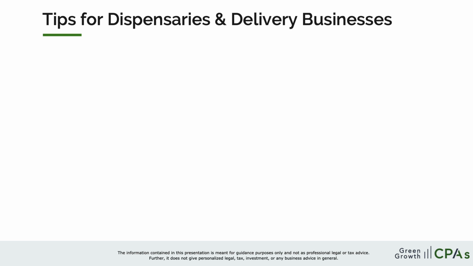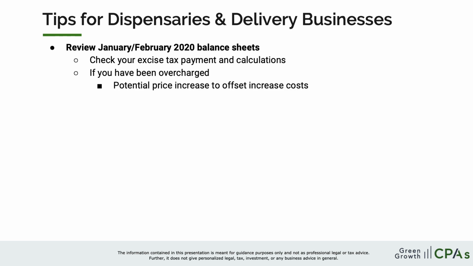Now, some tips for dispensaries and delivery businesses. So as a cannabis retailer, I want you to look back at your January and February 2020 balance sheets, or even other months if you're watching this well into 2020, and check your excise tax payments and the calculations to see if you've been overcharged by your distributor. Now, if you've been overcharged, you may want to increase your prices to offset that excise tax expense in the short term, but this depends on if you've actually sold that inventory, or even new inventory could help cover and offset this additional tax.